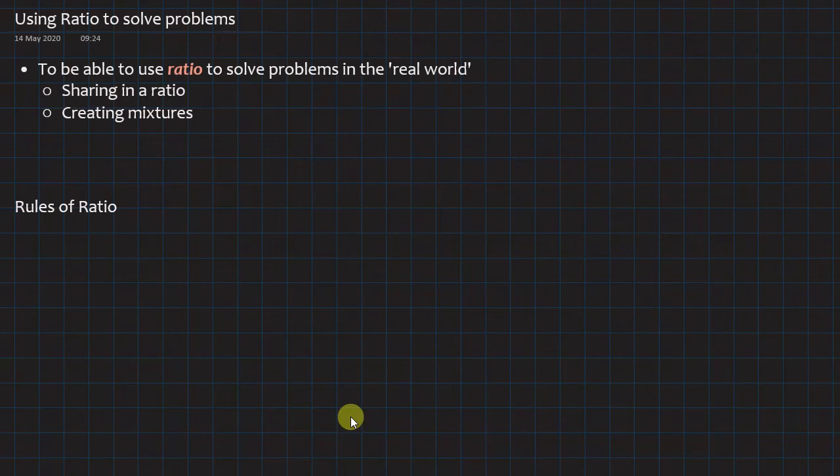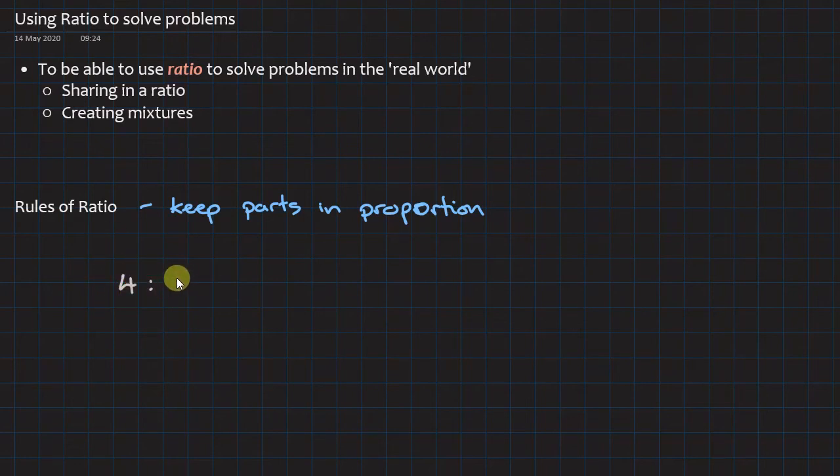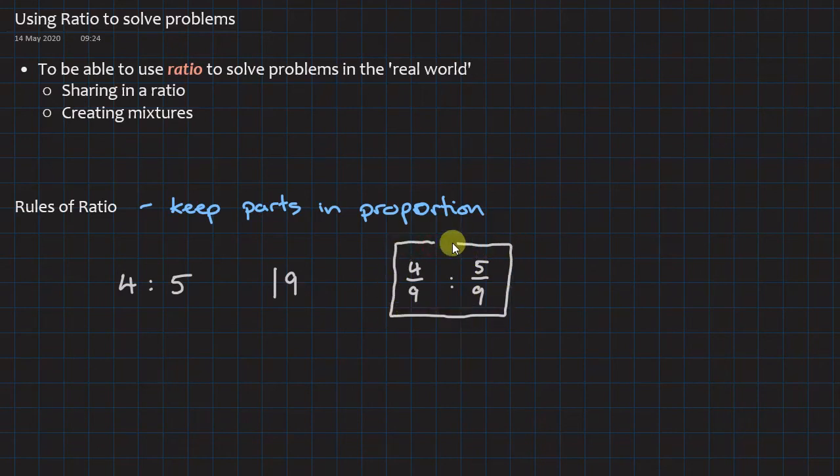They are linked. So with the rules of ratio, the key thing to remember is that we need to keep things in proportion. And that means that compared to either the total or to each other, there is the same multiplier to go from one value to another. So if I give you a ratio of 4 to 5, the proportion of the first part is 4/9. The second part is 5/9. Now, anything we do must simplify down to this proportion. That is the simplified version.